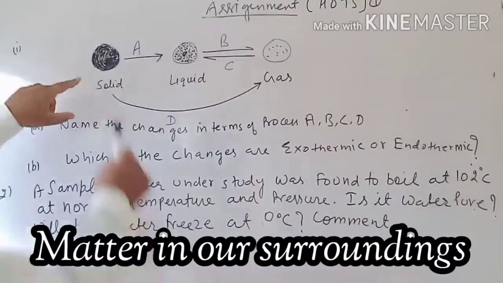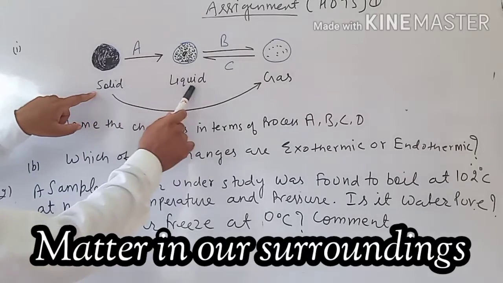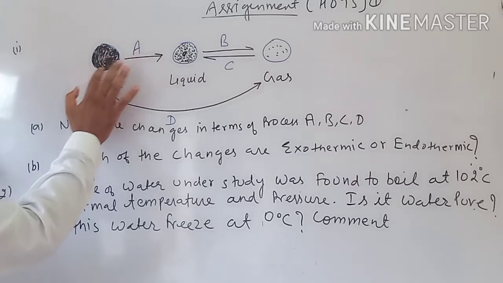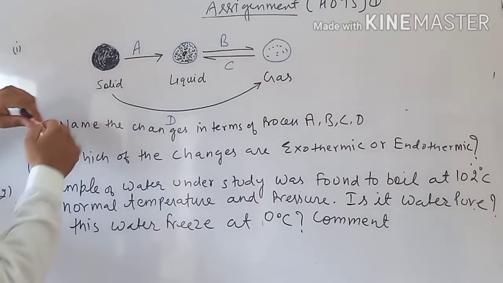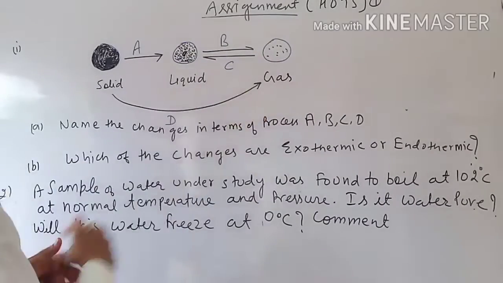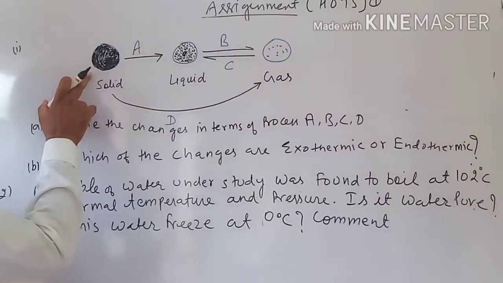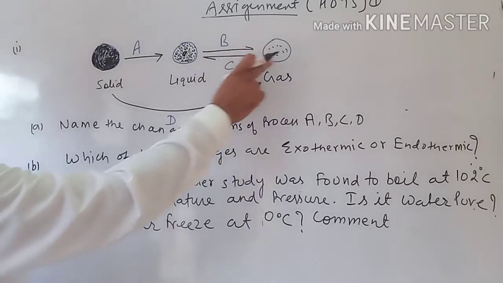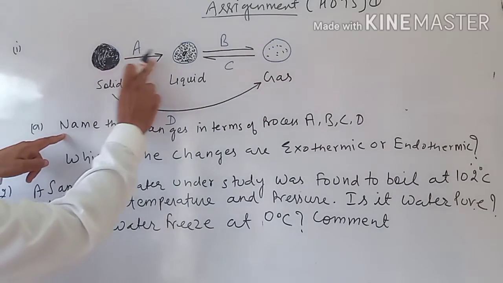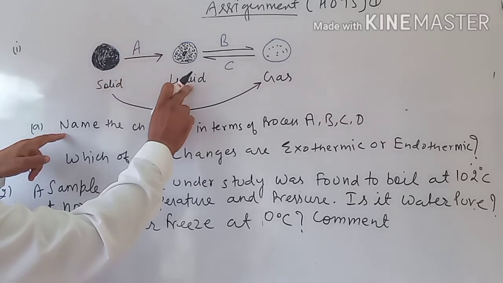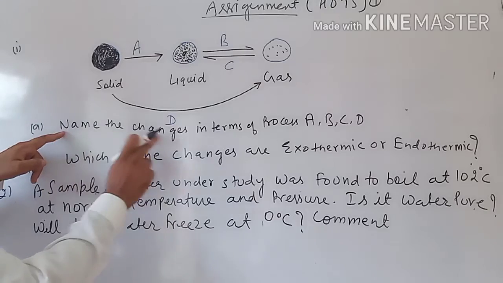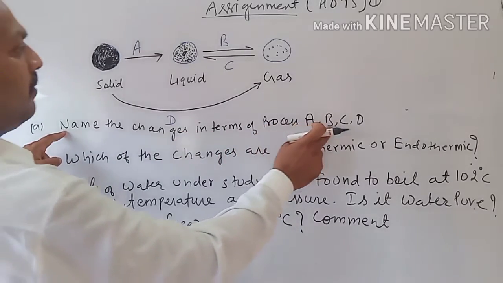This is question number 1. It shows solid, liquid, gas. See the constituent particles of solid: they are very close. The dark area shows the compactness of solid particles. In liquid there is some space, and in gases there is more intermolecular space. So intermolecular space is minimum in solid and increases in liquid and gas. Here A converts solid into liquid, with processes A, B, C, D. So question number 1: name the changes in terms of processes A, B, C, D.